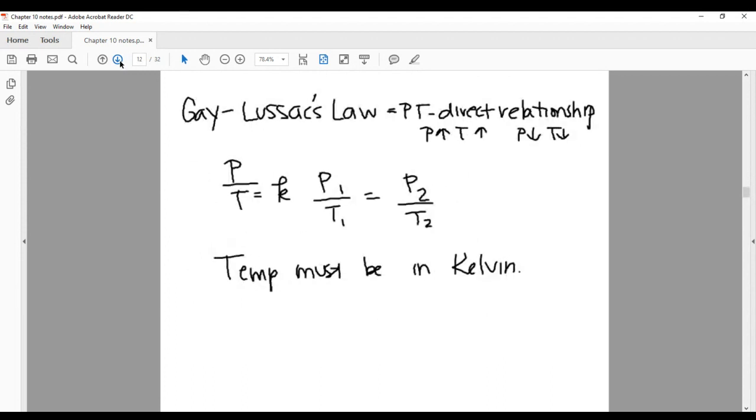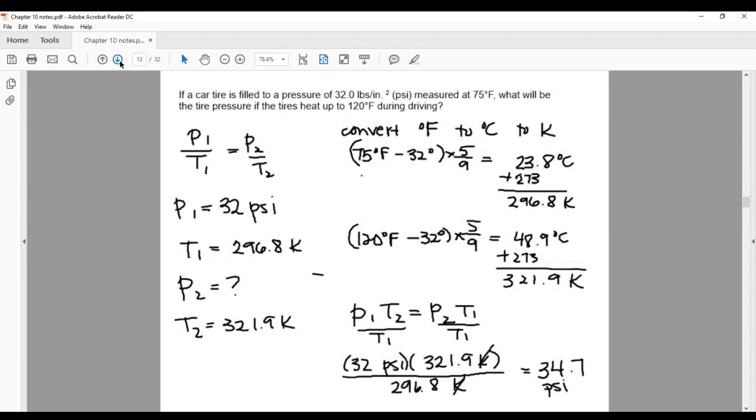Then we get to Gay-Lussac's law. Sometimes this one is also called Amonton's law, but they're both the same thing. They look at the relationship between pressure and temperature, which once again is a direct relationship. And since we're dealing with temperature here, temperature again must be in Kelvin. Pressure doesn't matter, but temperature has to be in Kelvin. So here is an example of a problem involving Gay-Lussac or Amonton's law.